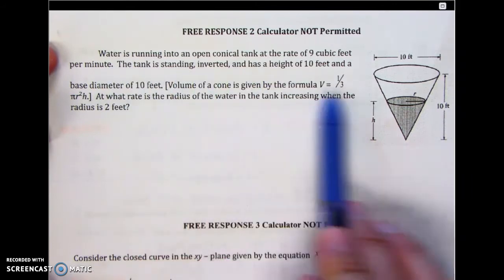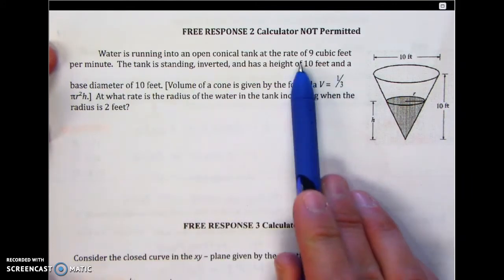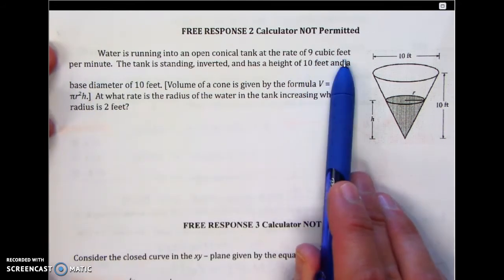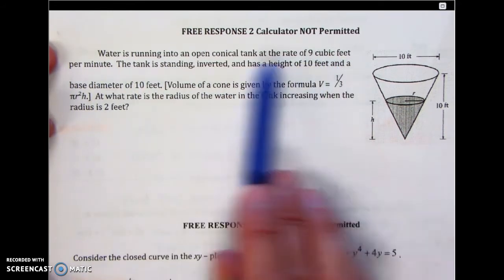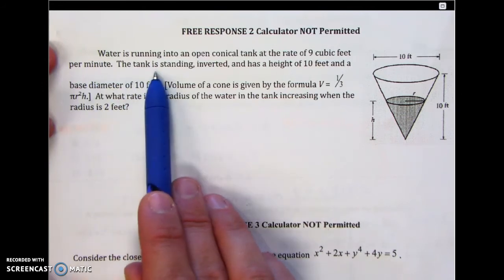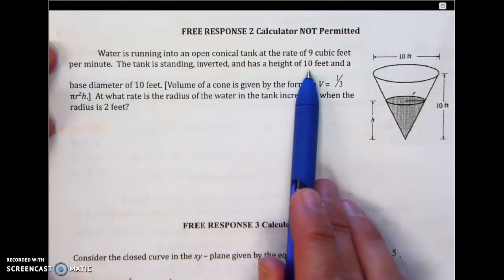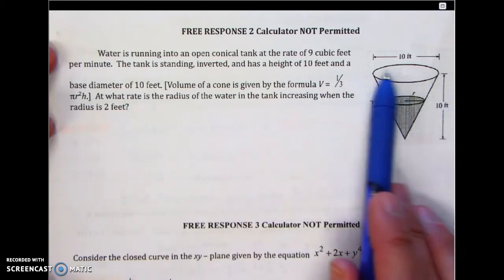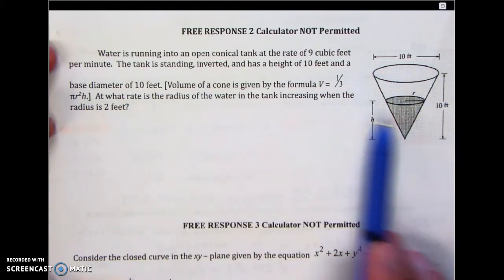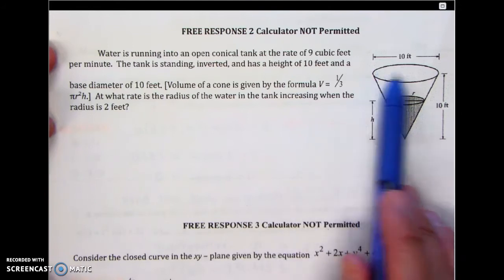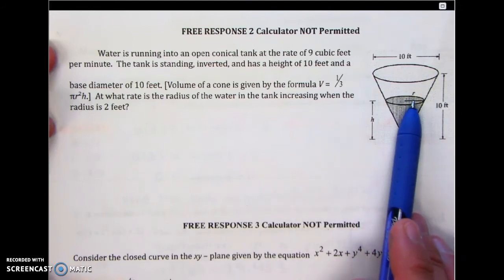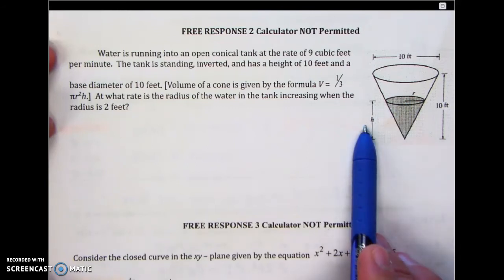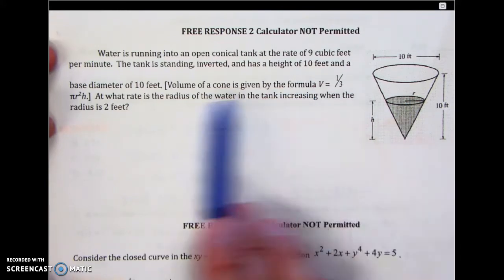Water is running into an open conical tank at a rate of 9 cubic feet per minute. Cubic feet is volume, per minute, so it's going to be dV/dt. The tank is standing inverted and has a height of 10 feet, and the base diameter is 10 feet. We're actually not going to use those numbers in our derivative calculation. Those are given to us in order to find the conversion factor with R and H. We have the volume of the cone formula.